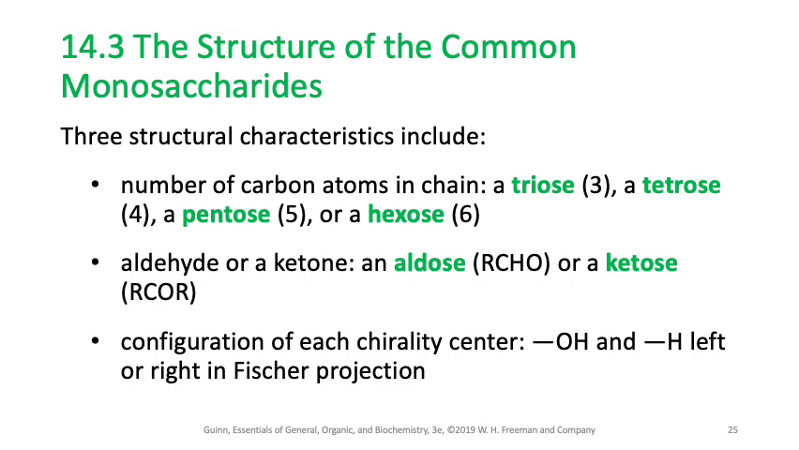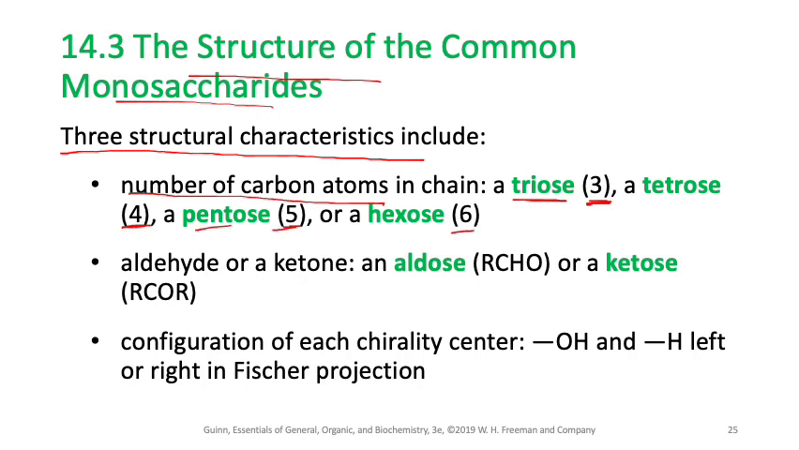Now let's go to this other topic, which is the structure of the common monosaccharides. In this topic, we're going to talk about different structures of monosaccharides and how you're going to name them. There are three structural characteristics that you must know. First, the number of carbon atoms in that particular monosaccharide. If you have 3 carbons, then the name is triose. If you remember, the ending of carbohydrate names is -ose. If you have a 4 carbon monosaccharide, tetrose; 5 carbon, pentose; 6 is hexose. So depending on how many carbon atoms you have in that particular monosaccharide, you can say whether it's a triose, tetrose, pentose or hexose.